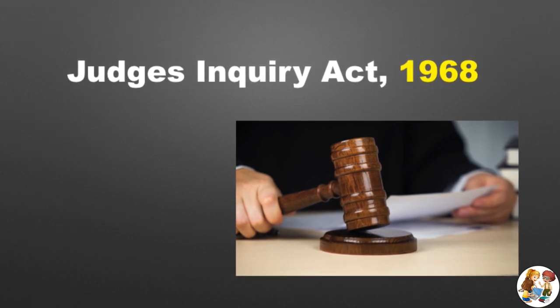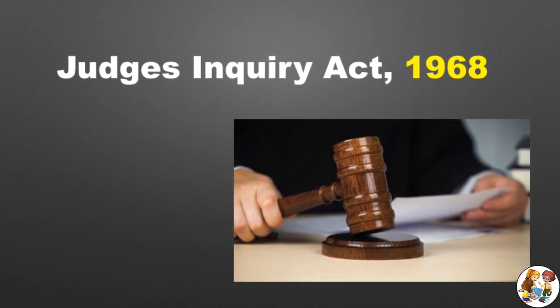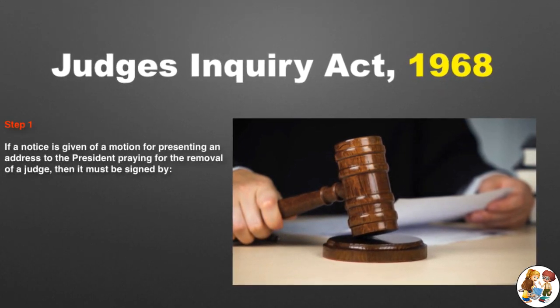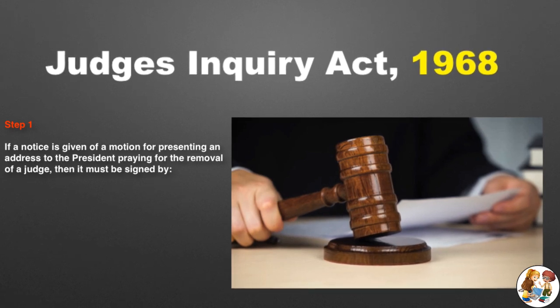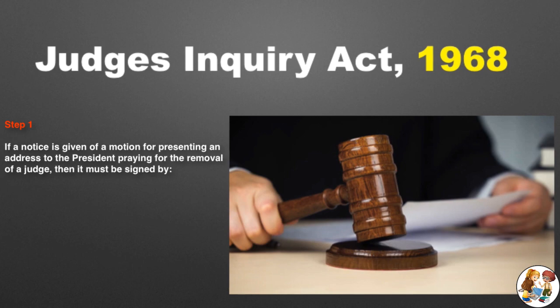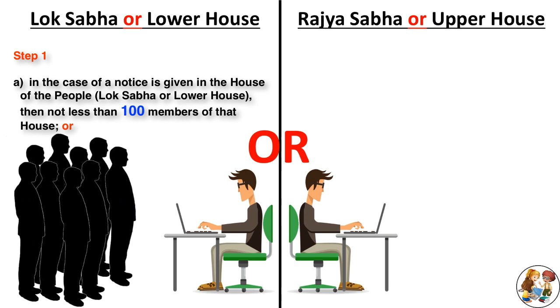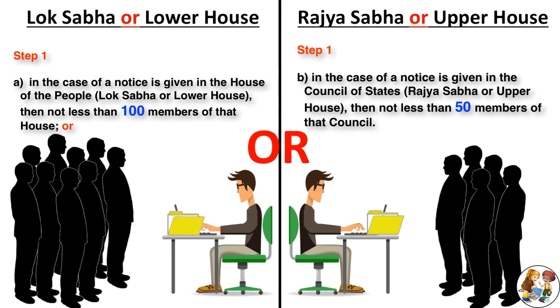The procedure described in the Judges Inquiry Act, 1968, involves the following steps. Step 1. If a notice is given of a motion for presenting an address to the President praying for the removal of a judge, then it must be signed by, in the case of a notice given in the House of the People, Lok Sabha or lower house, not less than 100 members of that house, or in the case of a notice given in the Council of States, Rajya Sabha or upper house, not less than 50 members of that council.